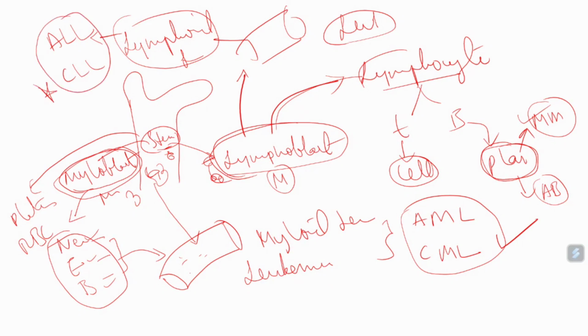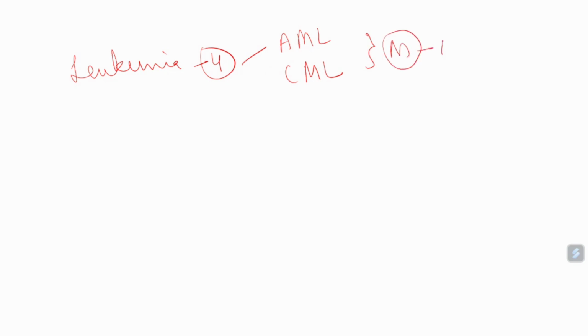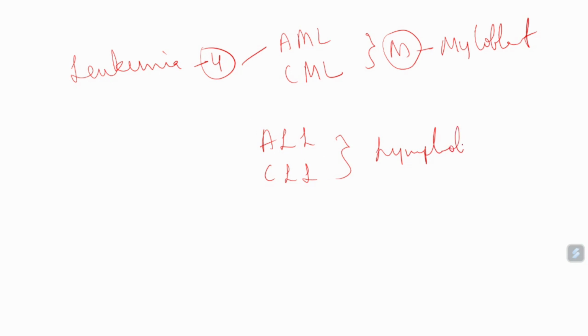So in leukemia, we have four types. Acute myeloid leukemia and chronic myeloid leukemia are myeloid leukemias, which originate from myeloblasts. The remaining two leukemias are acute lymphoid leukemia and chronic lymphoid leukemia, which originate from lymphoblasts. So in leukemia we have four types, and these four different types of leukemias we have already discussed in previous classes.